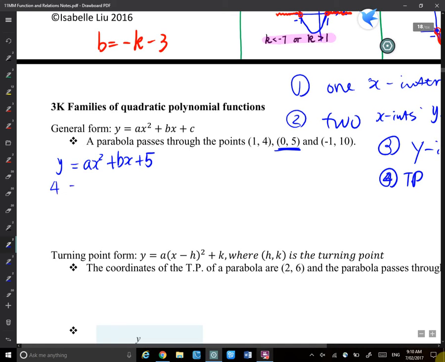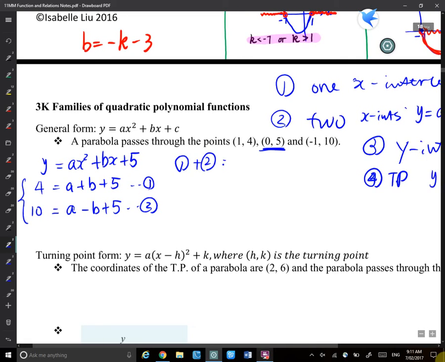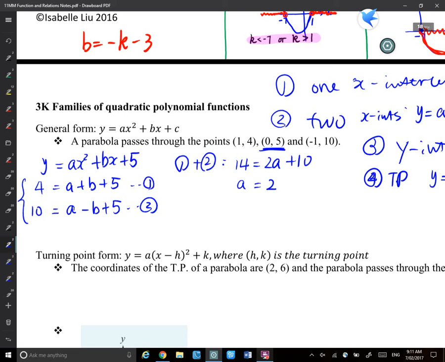So I have 4 equals a plus b plus 5, and 10 equals a minus b plus 5. Now you can see we have a plus b and a minus b. If we add those two equations, we will have 14 equals 2a plus 10. So a equals 2: 14 minus 10 is 4, 4 divided by 2 is 2. I can find my a value is 2.